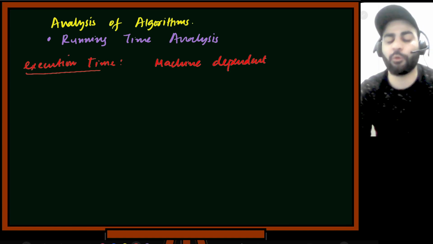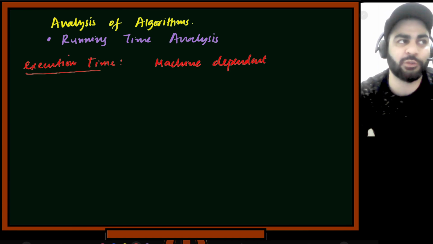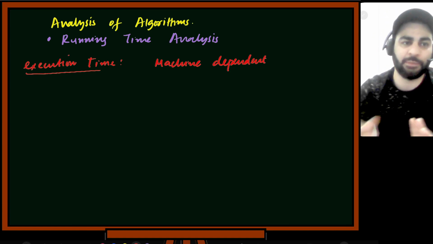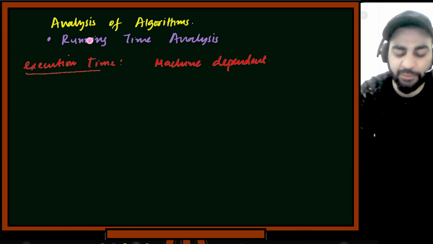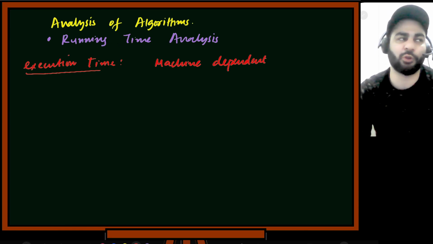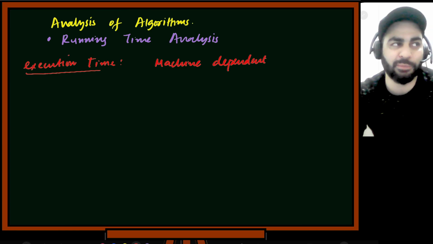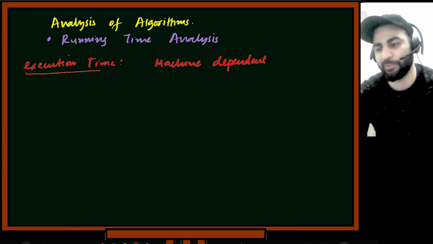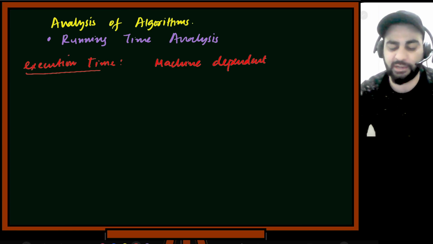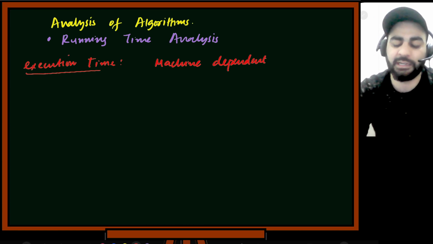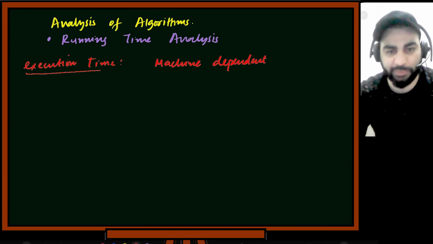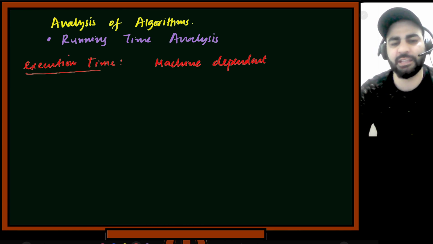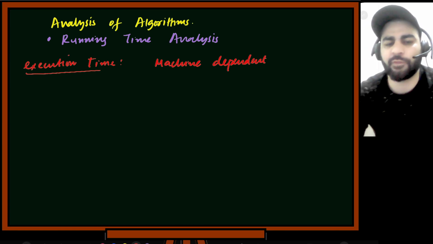The first thing is I want to come up with a metric so that I can compare algorithms in terms of their efficiency. The first candidate is running time. But I'm saying I cannot use the execution time, the clock time. If I run an algorithm on a machine and see how much time it takes, then maybe I can say this is faster. But the problem with that is it is machine dependent. It is hardware dependent.